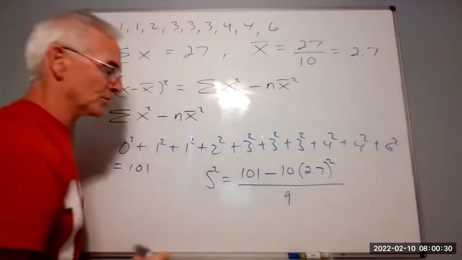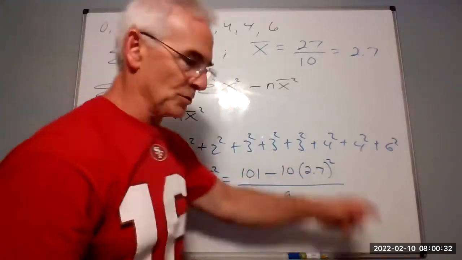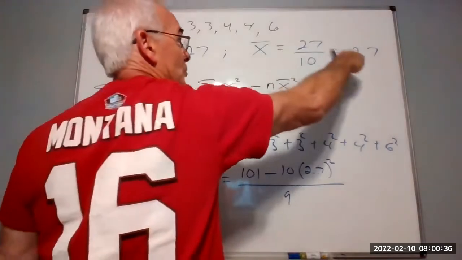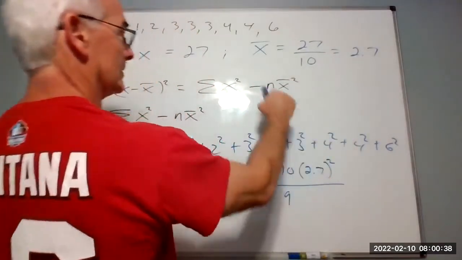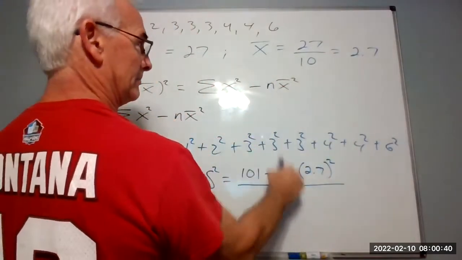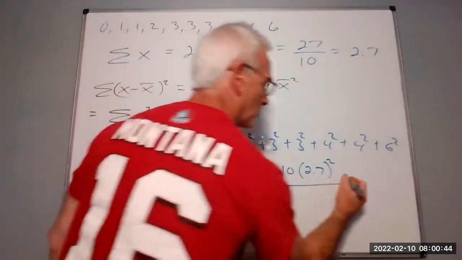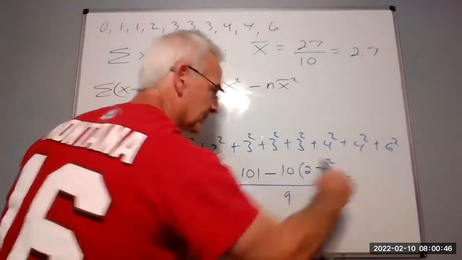Now, here's what I'd like you to do. Don't divide by 9 yet. Just do the numerator. We already have the 2.7, that's the mean squared. N was 10, and you just added this up and got 101. So what numerator do you all get if you do this?